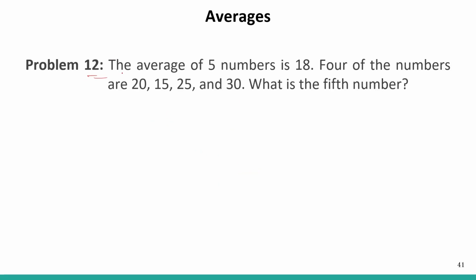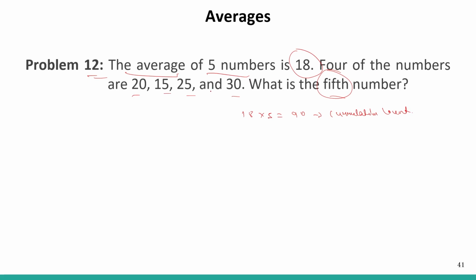So let's see problem number 12. The average of 5 numbers is actually 18. 4 of the numbers are 20, 15, 25 and 30. Then what is the fifth number? So the average of 5 numbers is 18, so 18 into 5 is equal to what? 90, the cumulative count.